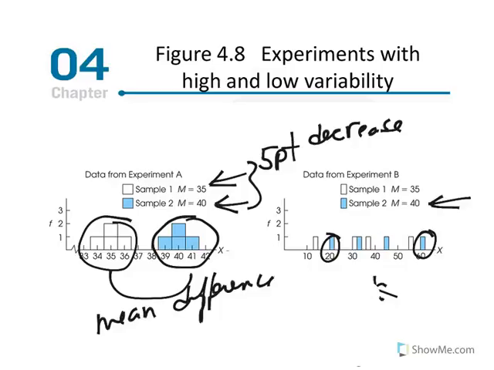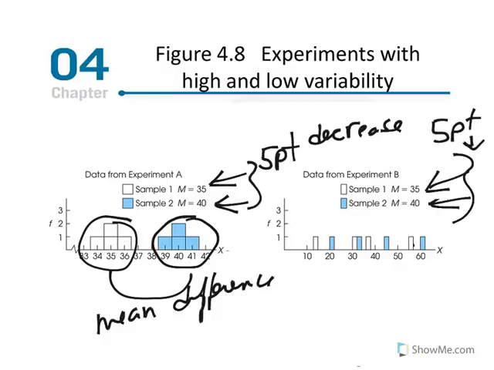So again, we expose these individuals to treatment. Before treatment, their scores are denoted in the blue values. Now, after treatment, on average, they experience 35 episodes of depression. So again, still a 5-point decrease, which is great.